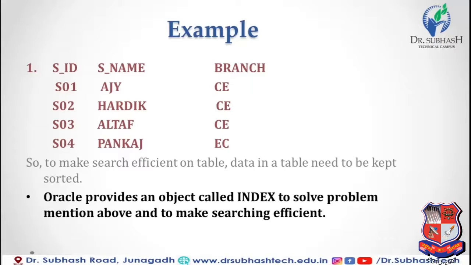Okay. So, if my student names are sorted alphabetically or in ascending order, then I can easily find the student ID for the searched name Altaf. So to make a search efficient in the table, data needs to be kept in sorted order. For this purpose, Oracle provides an object called an index to solve the searching problem I mentioned.